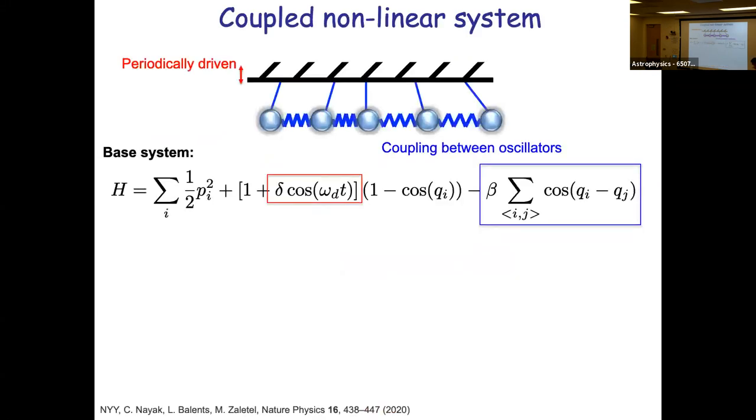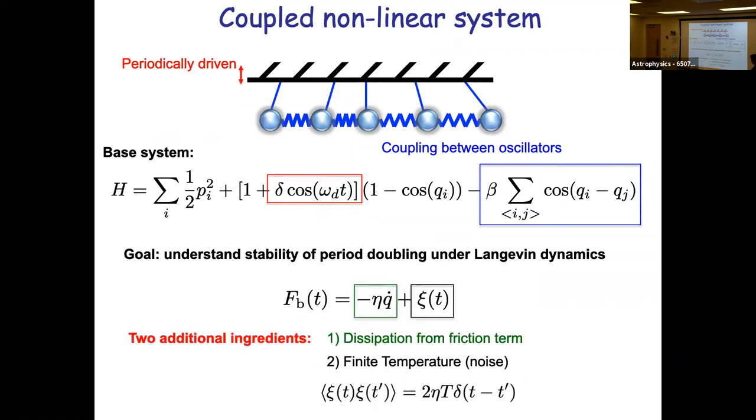Let's be specific about the physical system. So, as I said, periodically driven coupled pendulums with a spring constant between them. The frequency of the parametric drive is given by omega_d, standing for omega drive. Delta is the amplitude of the drive, and there is a coupling between the oscillators represented by the spring here of strength theta. Very simple physical system. And the goal is to understand the stability of period-doubled oscillations under Langevin dynamics.